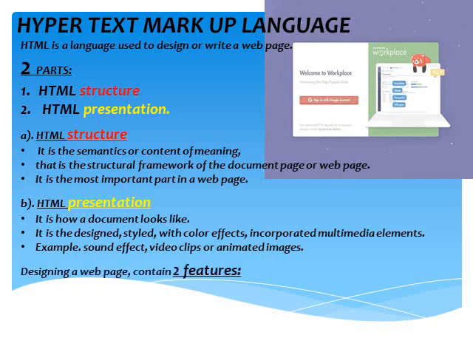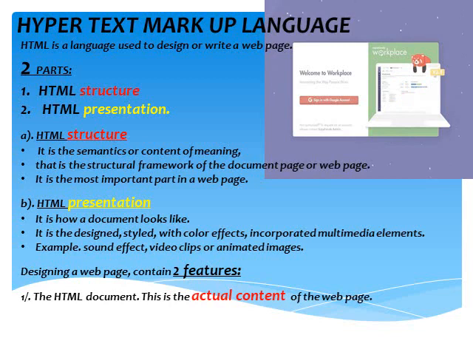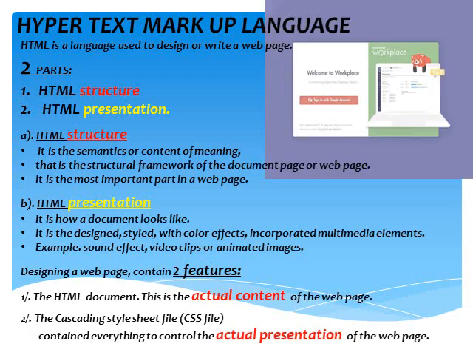There are two features. Number 1 is the HTML document. This is the actual content of the web page. Number 2 is the cascading style sheet file, or CSS file. This contains everything to control the actual presentation of the web page. What is a CSS file? How do you design a CSS file? I am going to explain further about the CSS file.